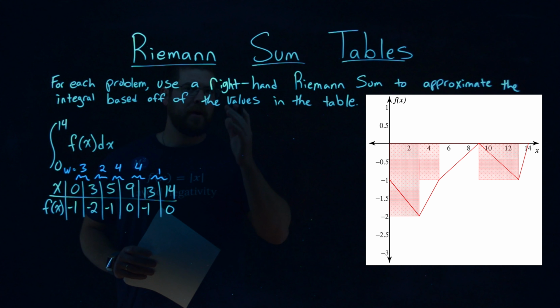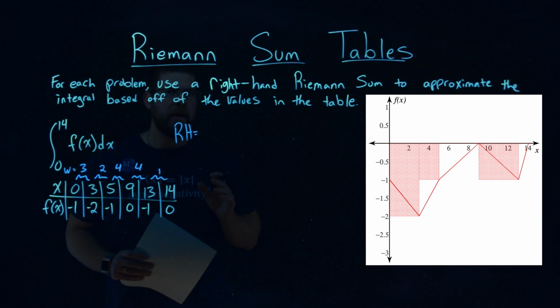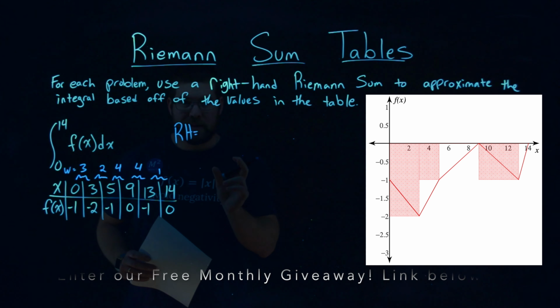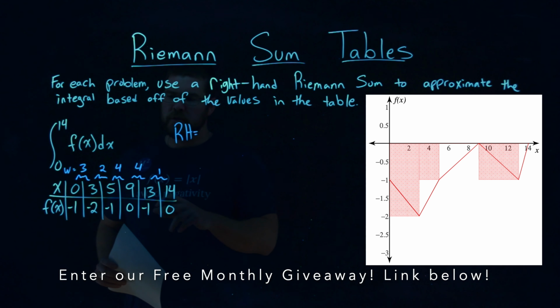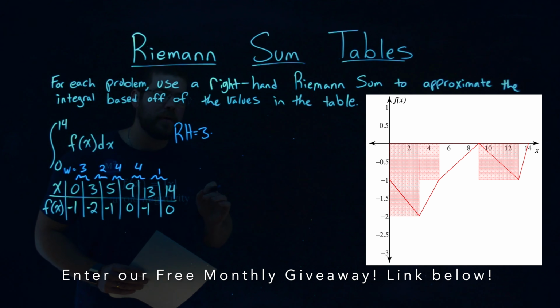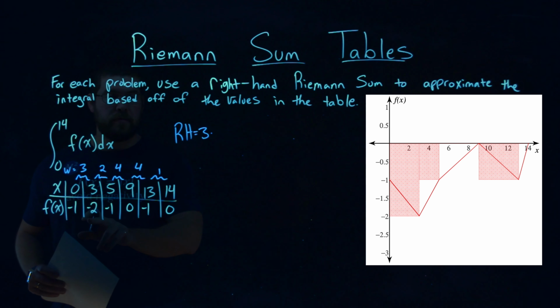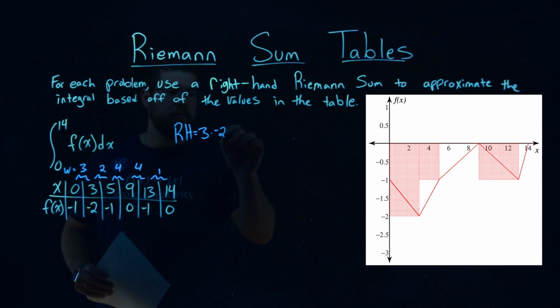Now they tell us it's a right-hand Riemann sum, okay, right hand. And so the area of each rectangle is its width times its height. So our first width of the rectangle we found to be 3. We need to multiply that by the height of that rectangle. And since it's a right Riemann sum, we use the y value or f of x value on the right side of that rectangle, and that y value is negative 2. So negative 2 right here.